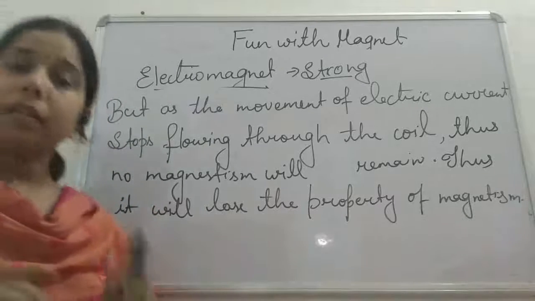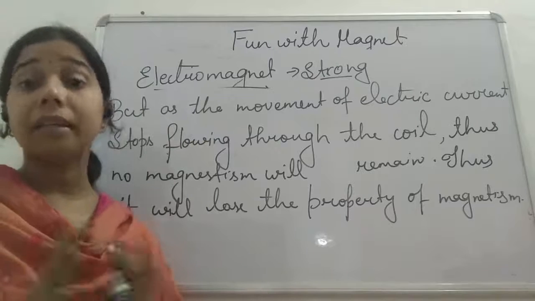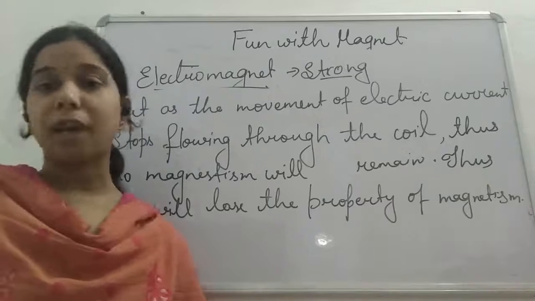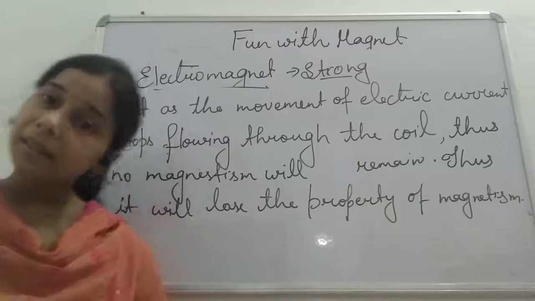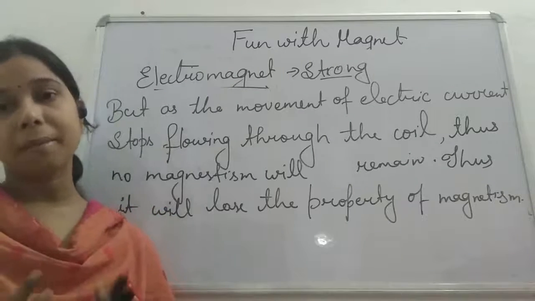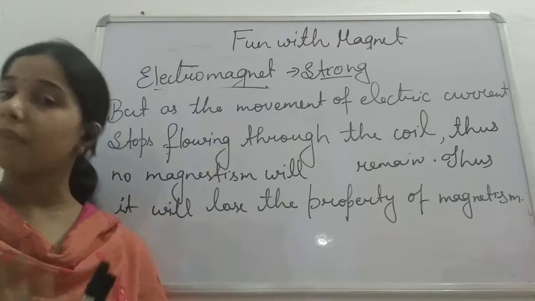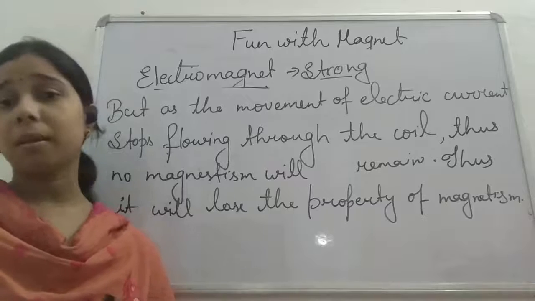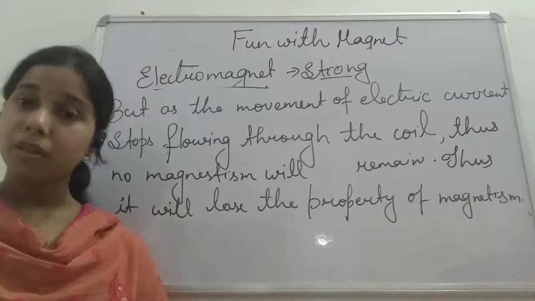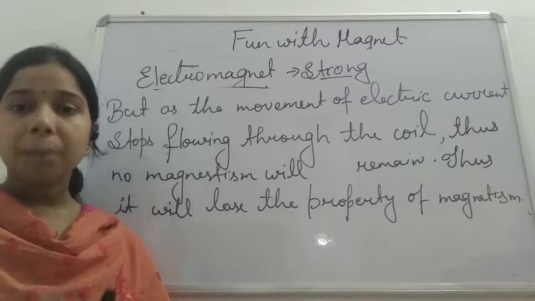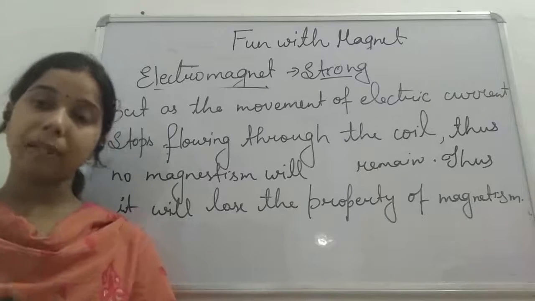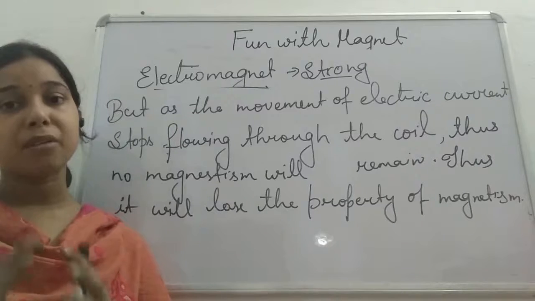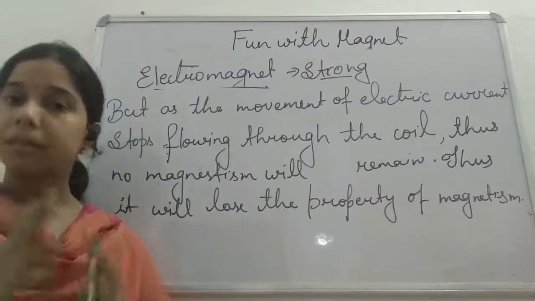Then the third one, we should not heat the magnet. Okay, so if a magnet is there, we should never try to heat the magnet, because heating the magnet will also make the magnet lose its property of the magnetism. Last one, whenever you are not using the magnet, at that time we should store that magnet properly, so that the property of the magnetism will be retained and will not be disturbed.